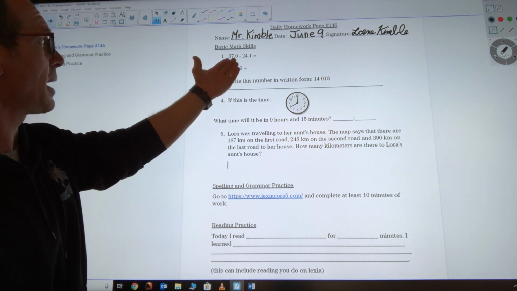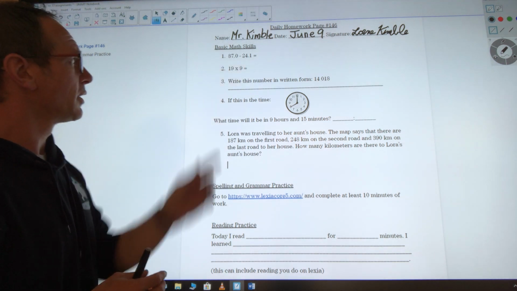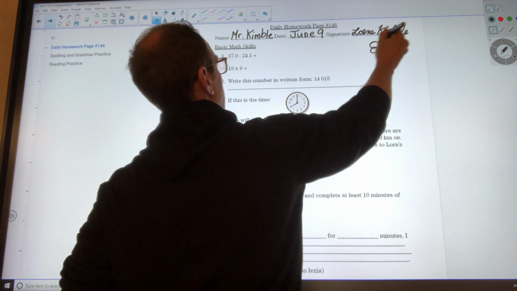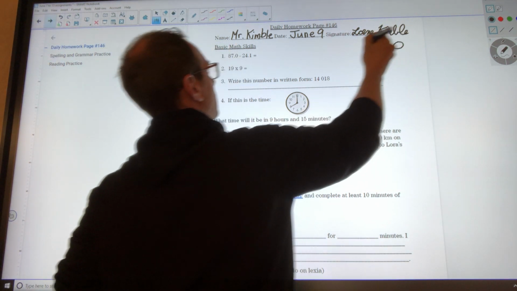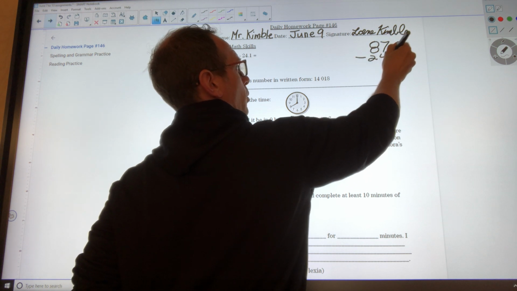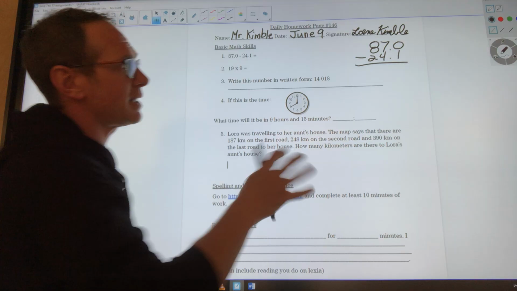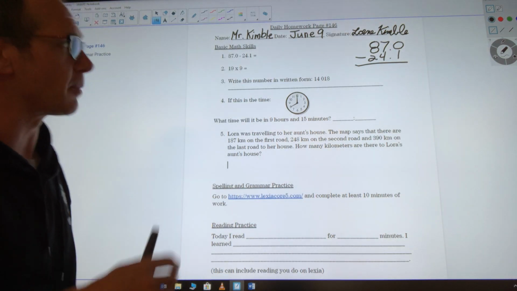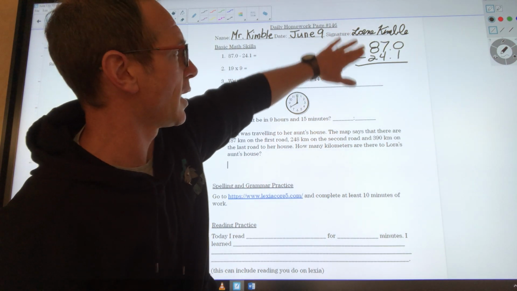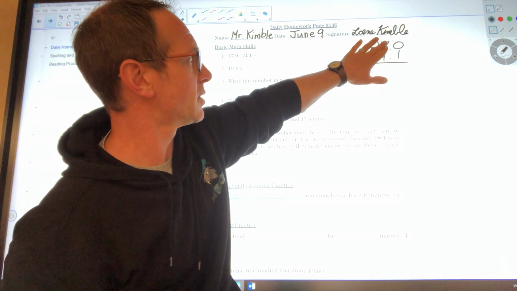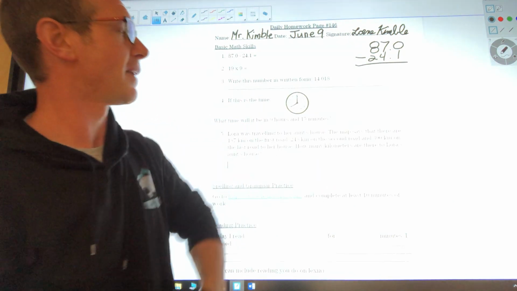We have 87 minus 24.1. There's going to be a bit of borrowing to do, so I'm going to stack it. And minus 24.1. I know my answer is going to be 62 or 63, somewhere in there, just looking at this front end estimation. Let's start with the tenths place to find the exact answer.